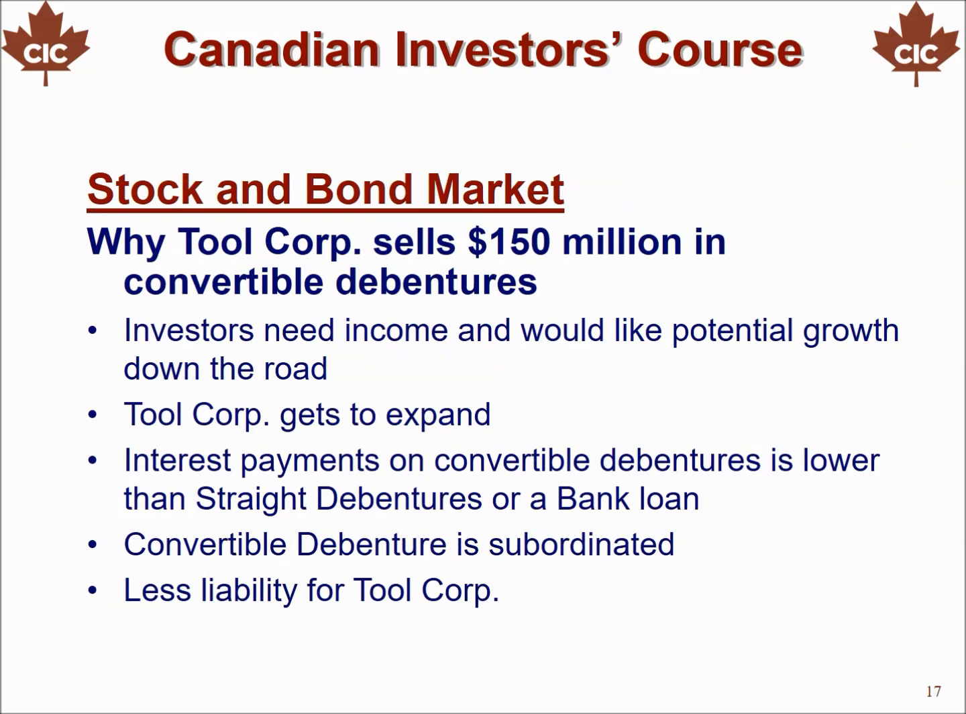Now, why do they sell $150 million in convertible debentures? Well, investors need income and like potential growth down the road. Tool Corporation gets to expand. Interest payments on convertible debentures are lower than straight debentures or a bank loan, so it's cheaper for the company to do it. And a convertible debenture is subordinated to other debt, so it doesn't interfere with their debt structure, so there's less liability for Tool Corp. It's a good deal for everybody, especially since the conversion's at a reasonable level.